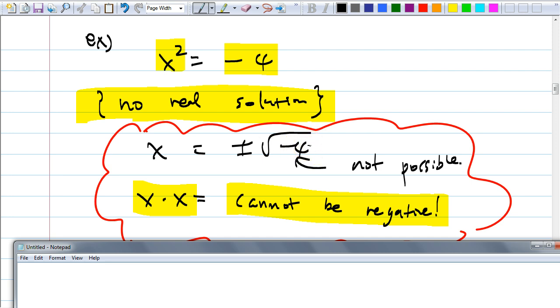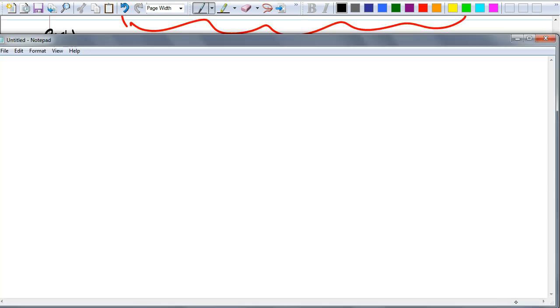It's impossible to have the square root of a negative number because when you multiply two of the same numbers, it can't be negative. It's impossible, right? They're either both positive or both negative because they're the same number. Okay. Does that make sense? Yes? All right.